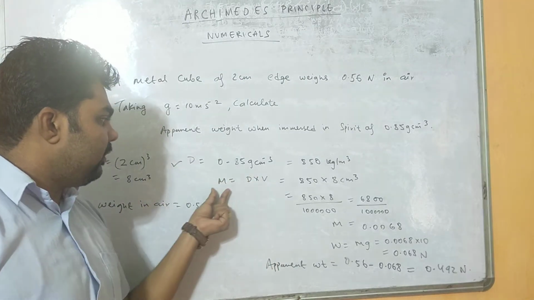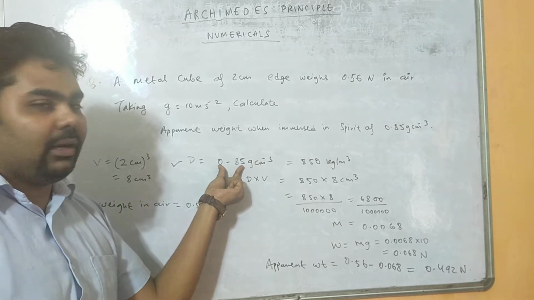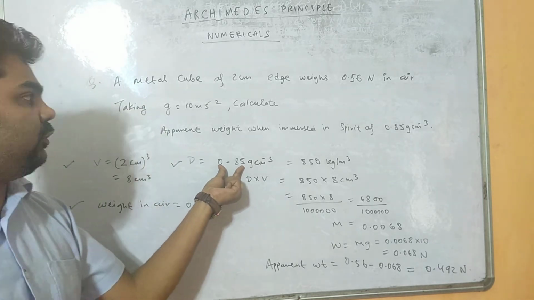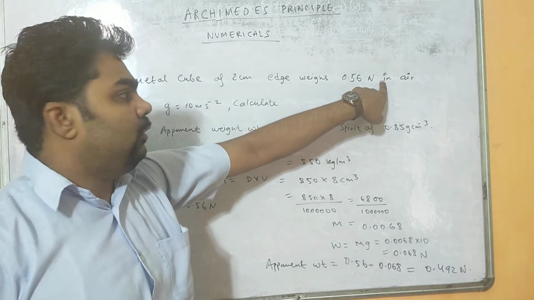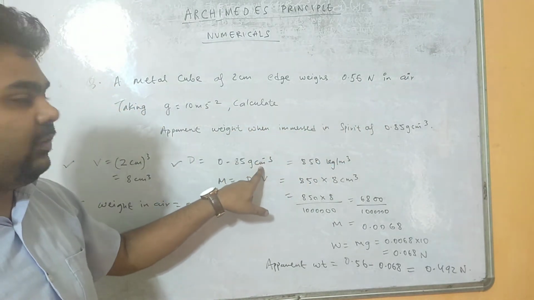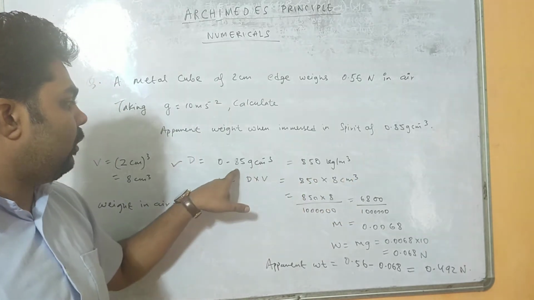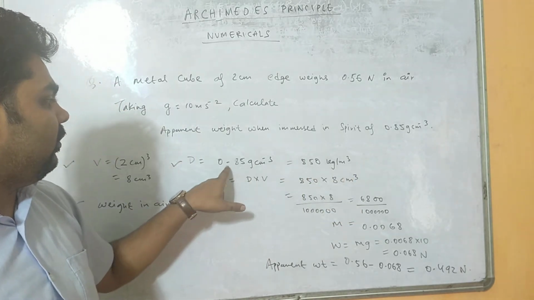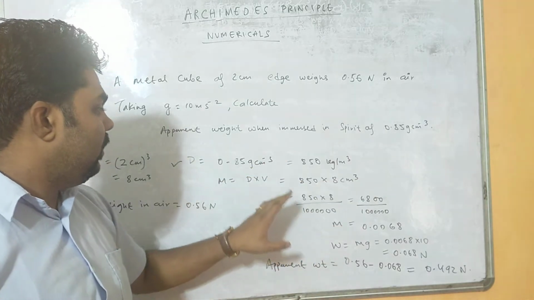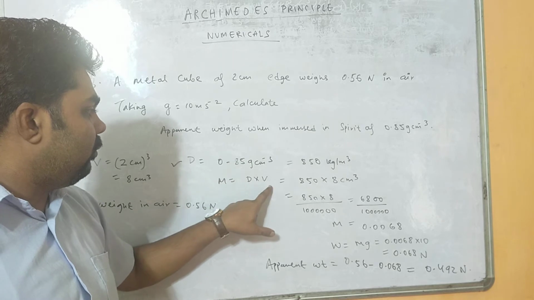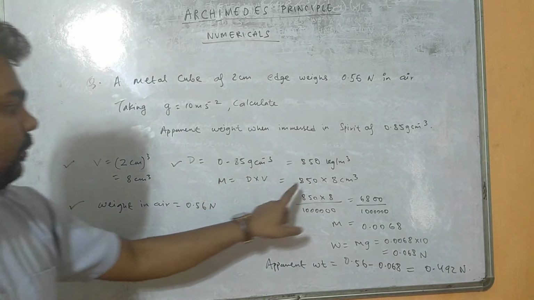We know mass equals density into volume, so the density is given as 0.85 gram per centimeter cube, but make sure weight in air is given in Newton, so this is the SI unit, right? So we need to convert density from CGS unit to SI unit by multiplying with 1000. So 0.85 into 1000 is 850 kg per meter cube. And mass equals density into volume. Density is now 850 and volume is 8 centimeter cube.